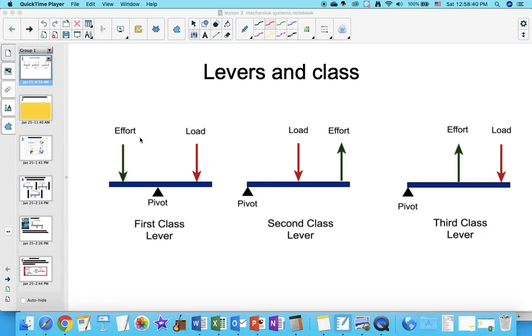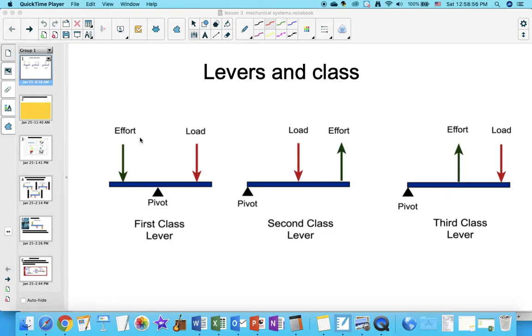You're watching the third lesson in mechanical systems. In this lesson, we'll be talking about the different classes of levers. So in the second lesson, or in the introduction of levers, we talked about what levers were. We talked about what they did and how they did it. Now we're going to talk about how there are different kinds of levers.